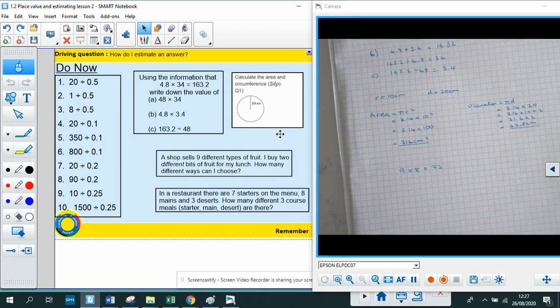There's 9 types of fruit first of all, but because I want the second piece of fruit to be different, that limits me to only 8, because I've already chosen 1 from the 9, and I want the next one to be different. So it doesn't matter which order I choose.